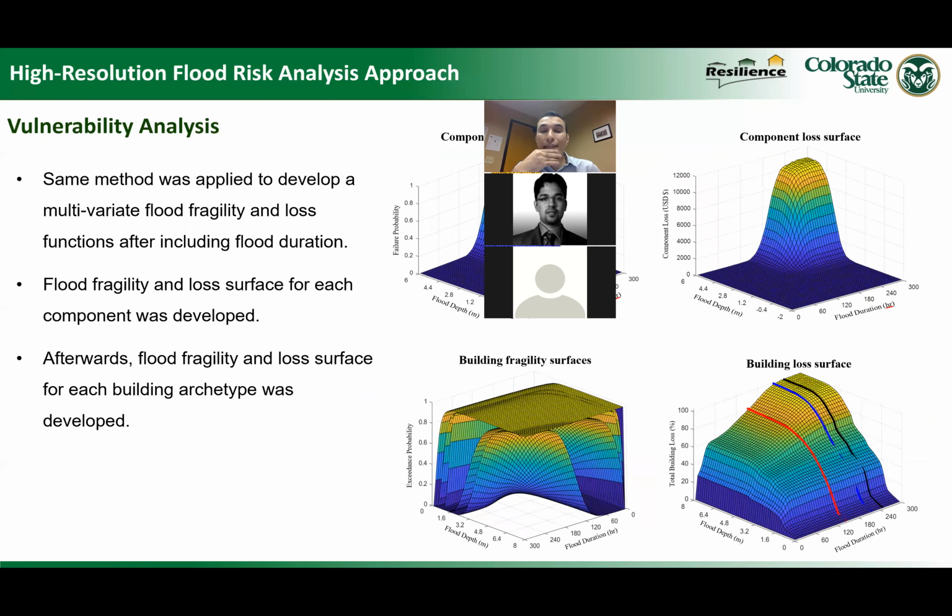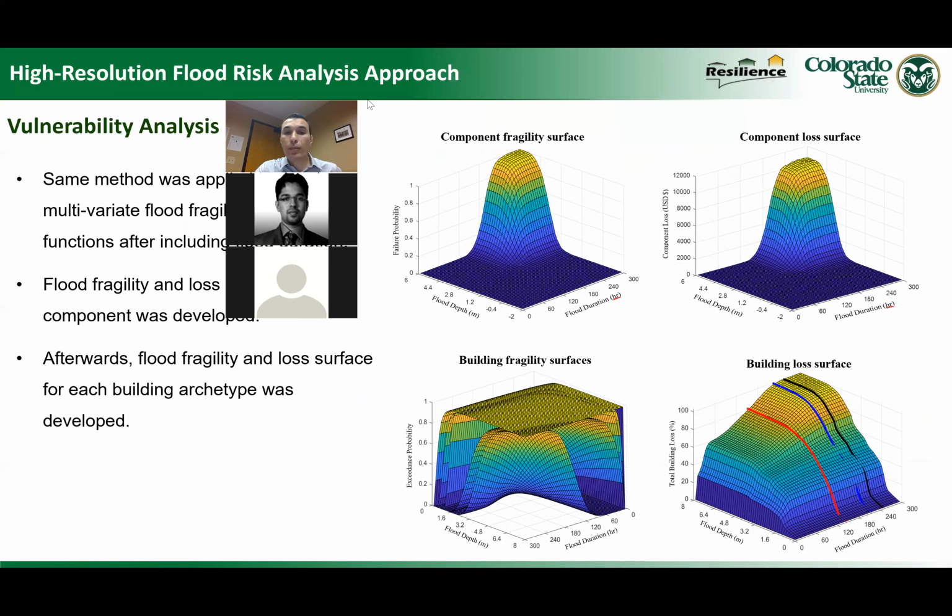And this is the multivariate loss function that we have. The other curves only account for the flood depths. This loss surface accounts for the flood depths and flood duration. So we can calculate the failure probability of each component given the flood depths and flood duration. And similarly, we can do it for the loss. And also we can do this for the whole building. At each flood depth and each flood duration, we can calculate the exceedance probability of each damage state. And also we can calculate the percentage of the loss.